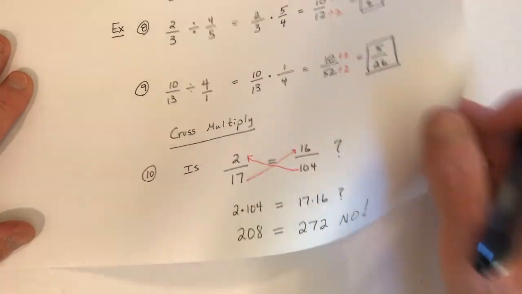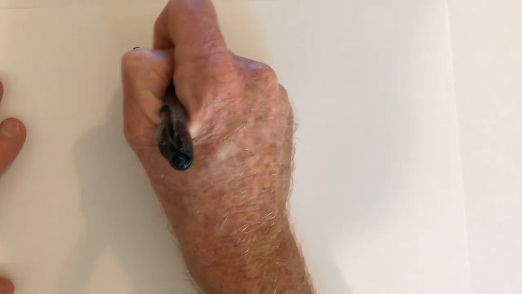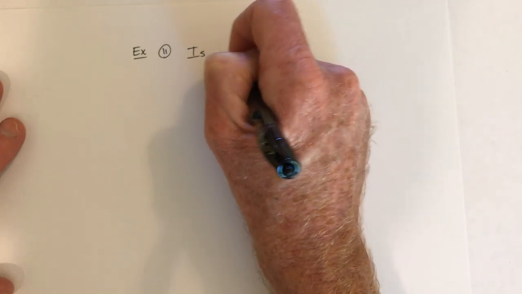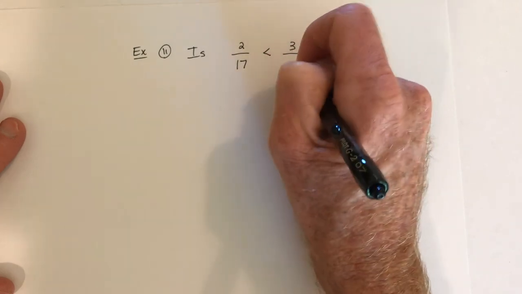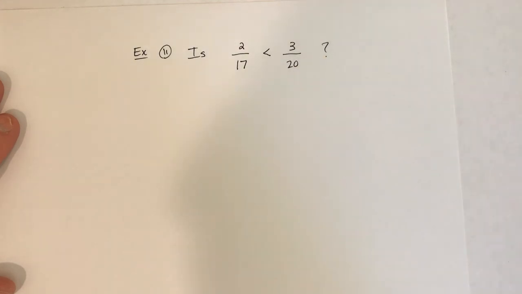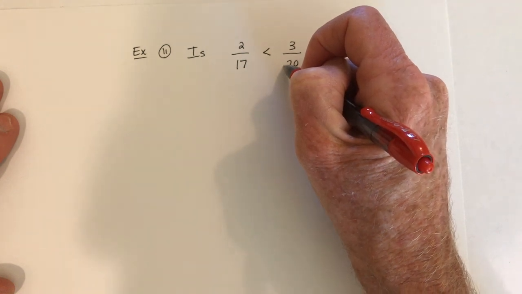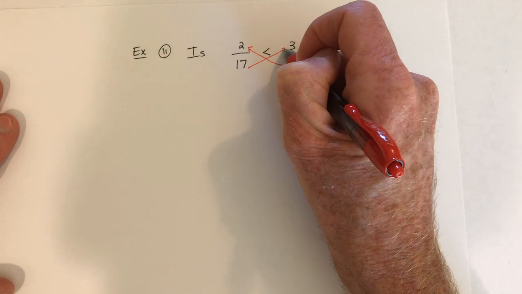And for the final example of this section, you can do that with inequalities as well. So for example number 11, is the fraction 2/17 smaller than 3/20? So the only difference is, instead of having an equals, you've got a less than. So you multiply the 20 onto that side and multiply the 17 onto that side.